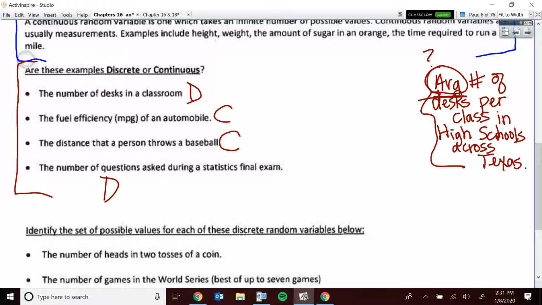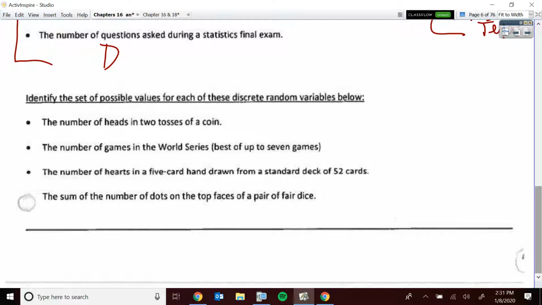But if I go to my Facebook page and I go to different College Board stats academies across the nation in the summer, and I say, what's the average number of questions these teachers have on the final exam, the average number of these California teachers, the average number of these Texas teachers, those averages of the discrete is then what? Your continuous. Okay, let's take a look at a sample set of all possible values that could happen. Now, these are discrete, so there's a countable amount of options.